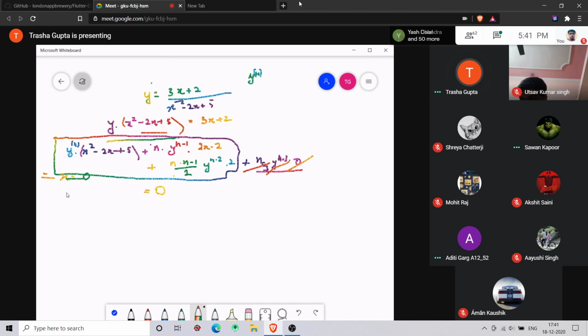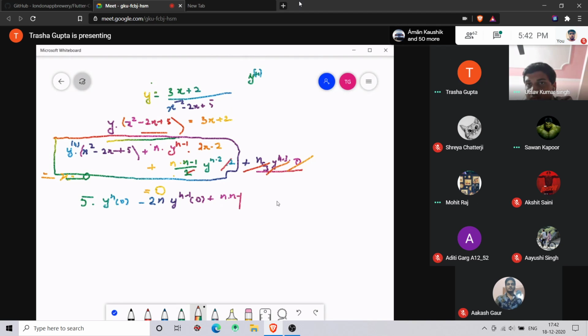What will it become? Ma'am, 2/5 into 5. Why 2/5? Ma'am, y into 5, that is 5 y to the power n, minus 2n y to the power n minus 1, 2n into the n minus 1th derivative of y at 0, plus n into n minus 1 times the n minus 2th derivative. The 2 and 2 will cancel. Yes, n into n minus 1 times y to the power n minus 2 will remain.